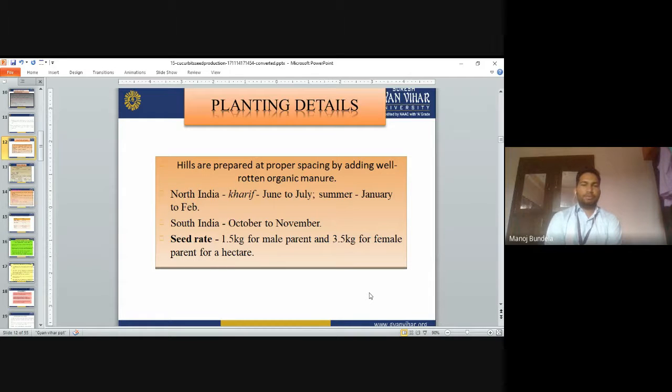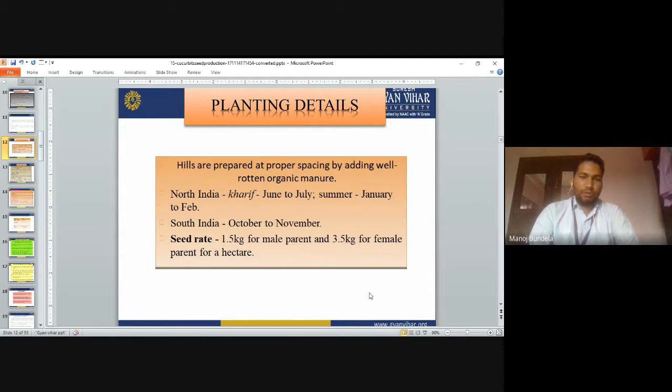Planting details. The hills are prepared at a proper spacing by adding well-rotten organic manure. In North India, the time of sowing is the Kharif season, June to July, and in summer, January to February. In South India, the time of sowing is October to November.